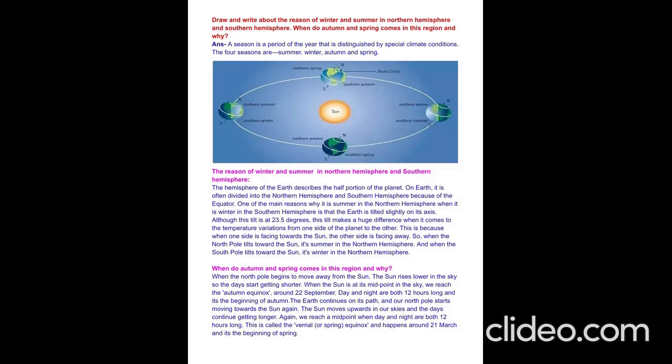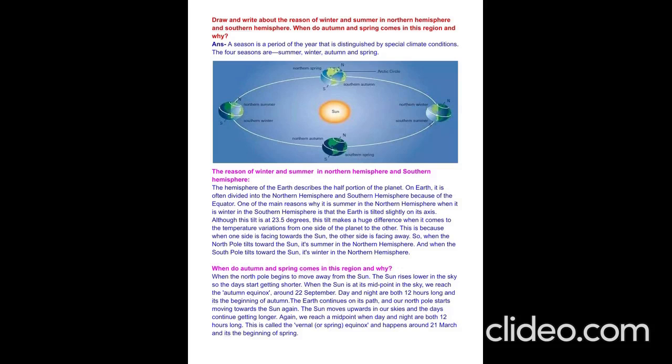So, when the North Pole tilts toward the sun, it's summer in the Northern Hemisphere. And when the South Pole tilts toward the sun, it's winter in the Northern Hemisphere. When do autumn and spring come in this region and why?